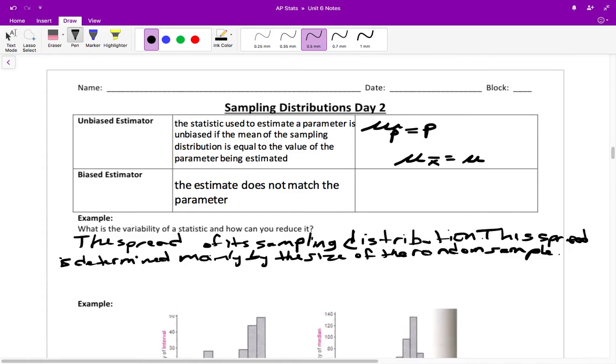Here's what that kind of means for us, is that larger samples give smaller spread, which is good. It makes it more predictable. So the larger the sample, the smaller the spread.